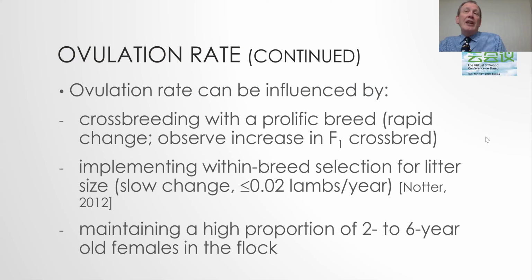We also know that the age structure of the flock plays a role, that ewe lambs on average have a lower ovulation rate than yearling ewes, which on average have lower ovulation rate than 2-year-olds. And then once we get beyond 6 years of age, we know that there's the opportunity for ovulation rate to start diminishing.